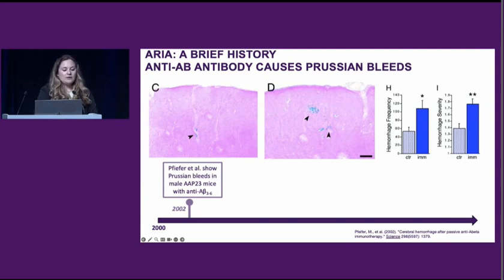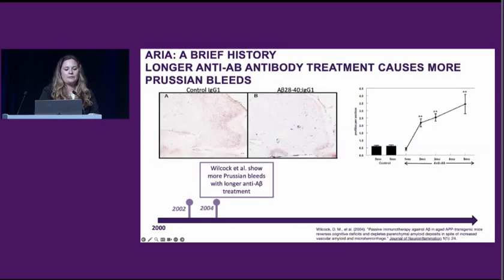So back in 2002, Pfeifer et al. released a one-page paper in Science showing that with anti-A beta use in older male mice, there was evidence of Prussian blue bleeding. This was increased in frequency and increased in severity with the anti-A beta treatment. Similarly, in 2004, Dave Morgan and Donna Wilcock showed that there were Prussian blue bleeds, and these extended the longer the treatment lasted. So the longer the anti-A beta treatment, the more Prussian blue bleeds were present.